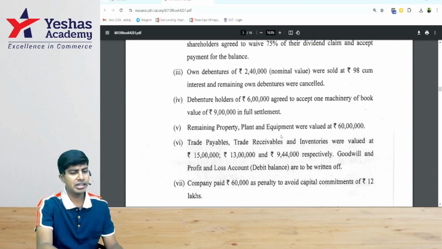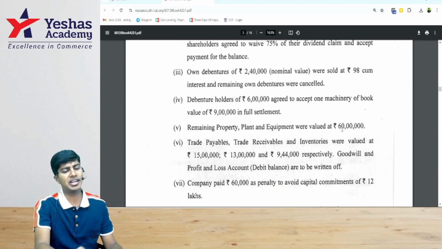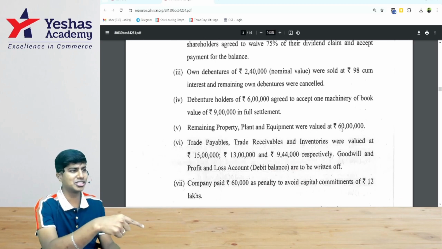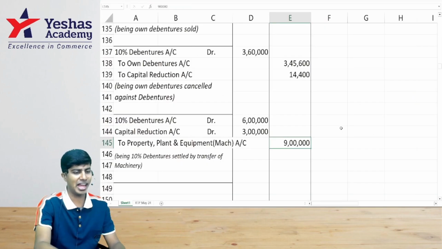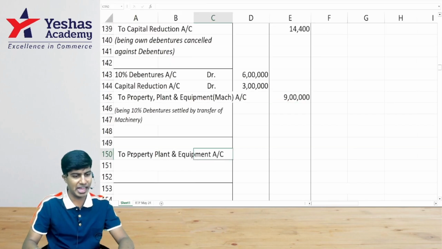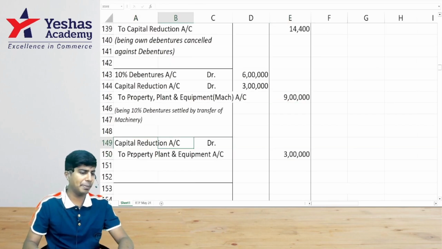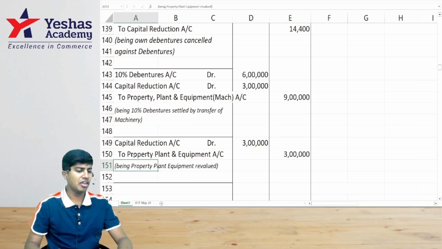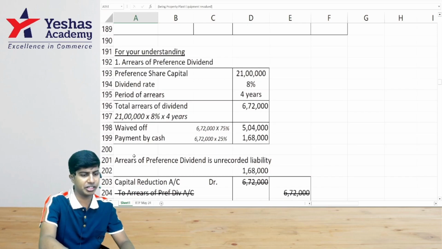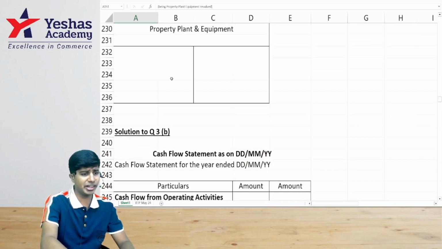What is after that? Remaining property, plant and equipment is revalued at 60. 63 lakh is there. We revalued it to 60. We're reducing the value by 3 lakh. So I would have to credit my property, plant and equipment by 3 lakh and debit capital reduction by 3 lakh. If you did not understand this, I don't mind. I can teach you with the help of a detailed working note. But is it required? Actually, no.